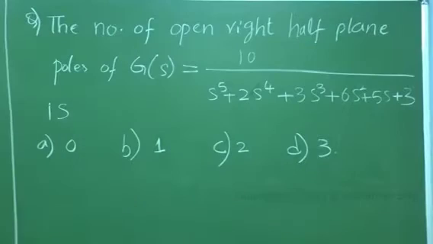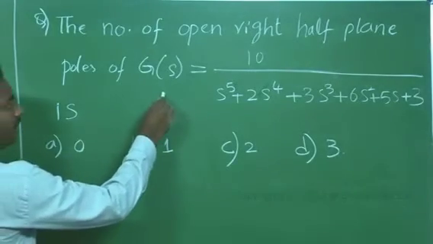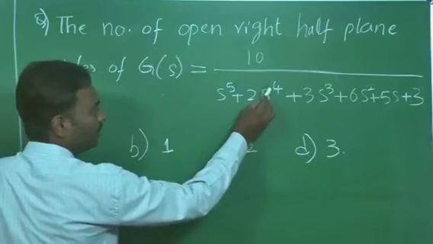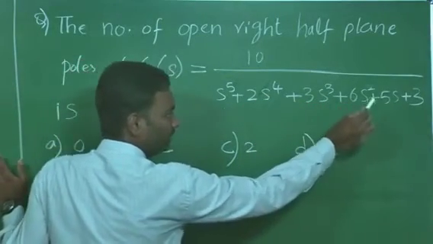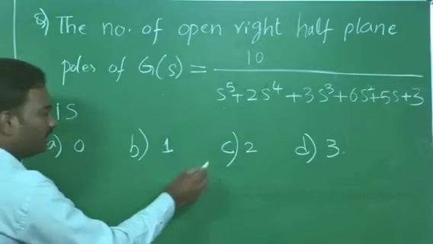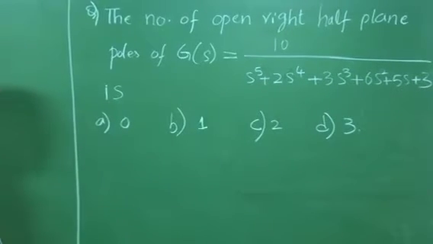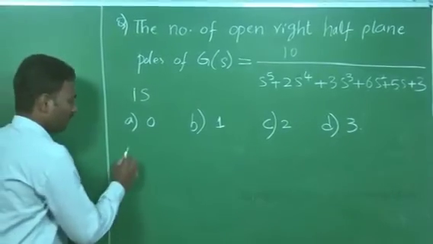The number of open right half plane poles of the given transfer function G(s) = 10 divided by (s^5 + 2s^4 + 3s^3 + 6s^2 + 5s + 3) is: option A, 0; option B, 1; option C, 2; and option D, 3. To find the open right half plane poles of any transfer function, we use the Routh criterion.